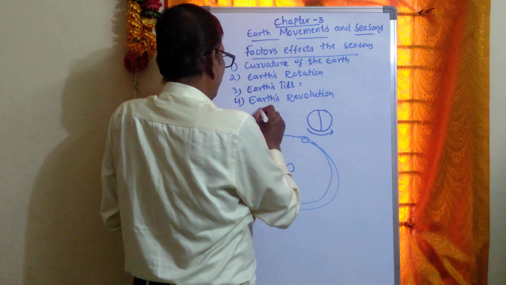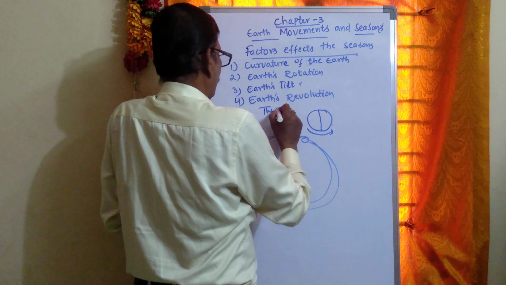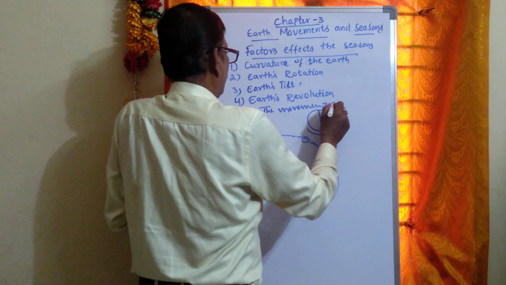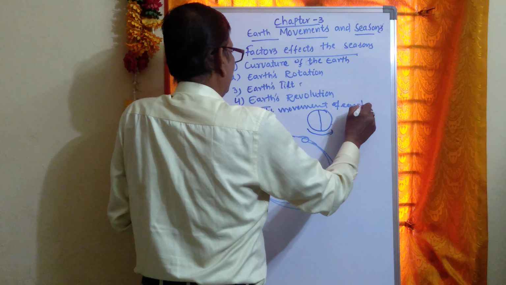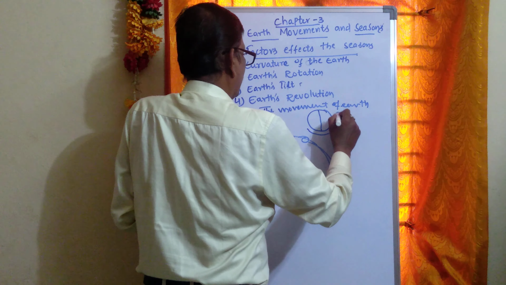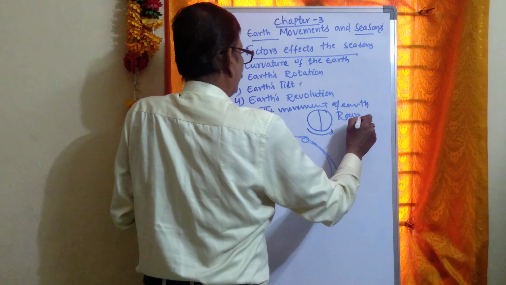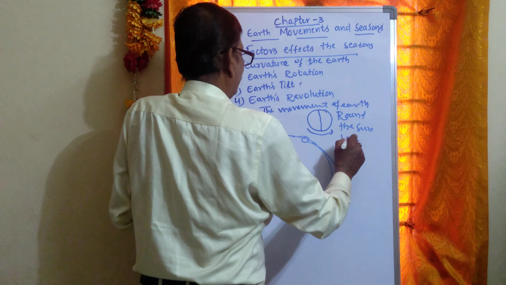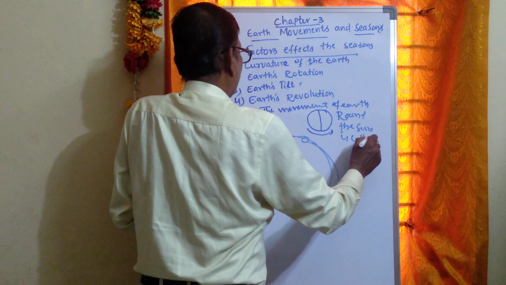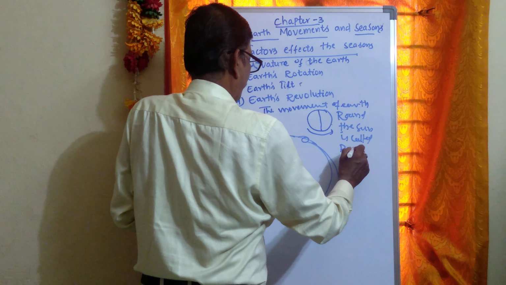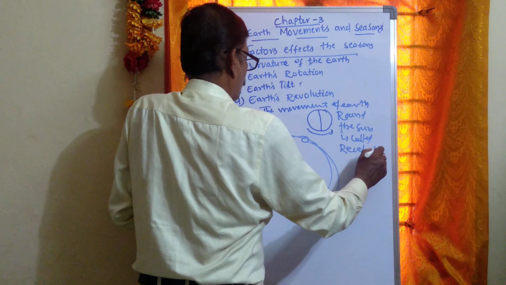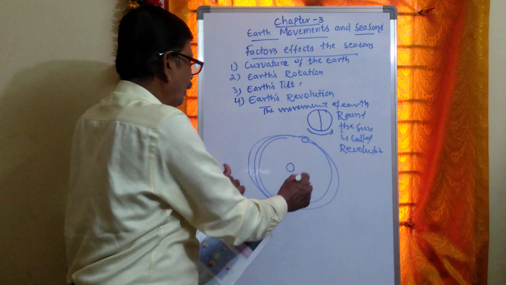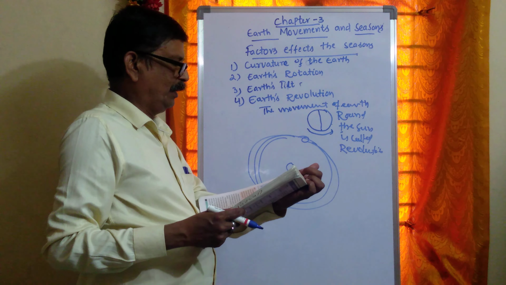Write down: the movement of earth around the sun is called revolution. Okay, so the movement of earth around the sun is called a revolution.